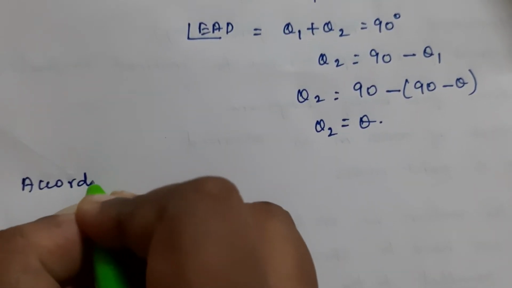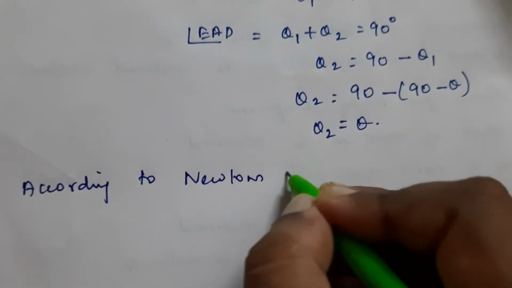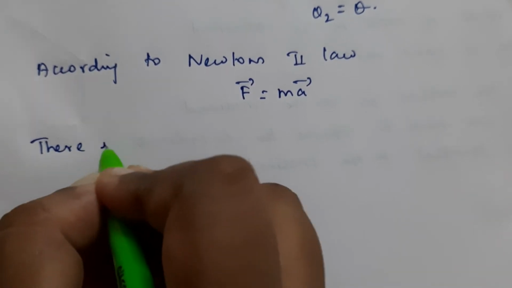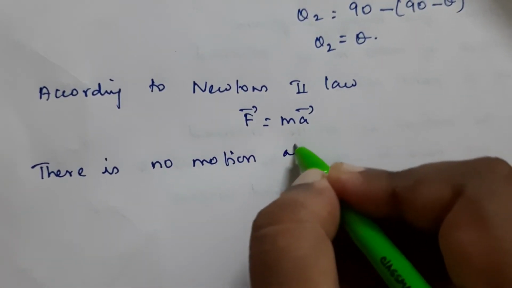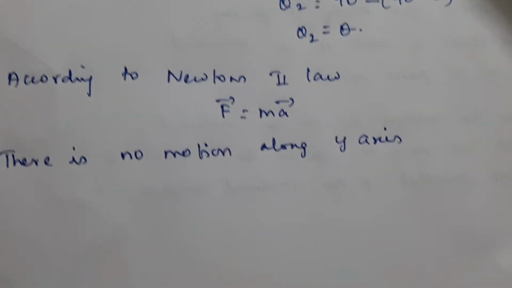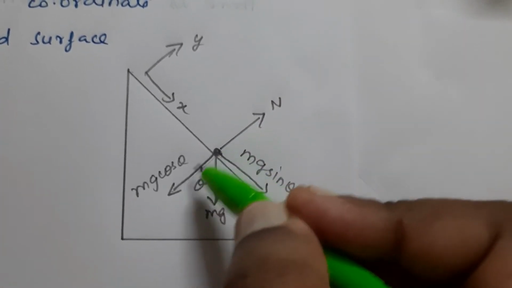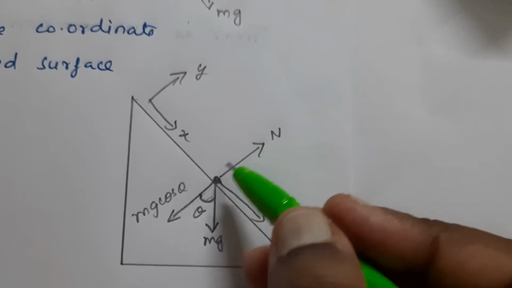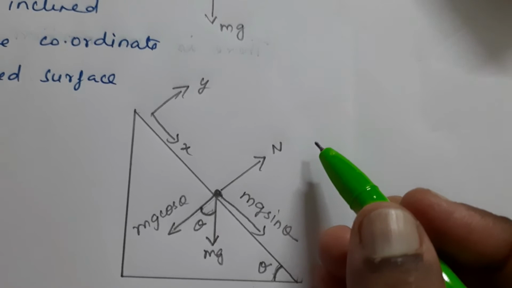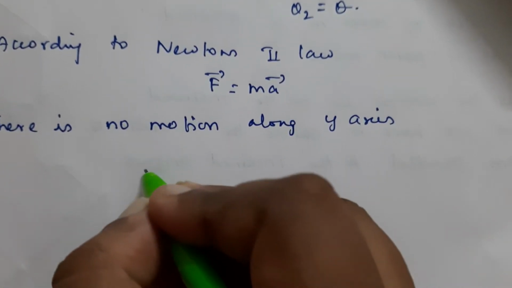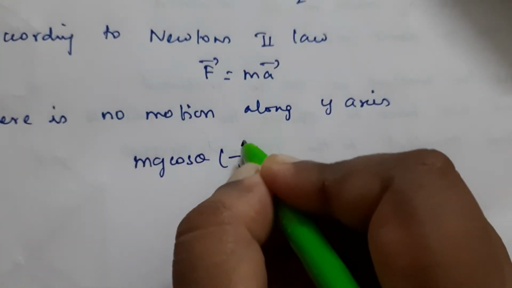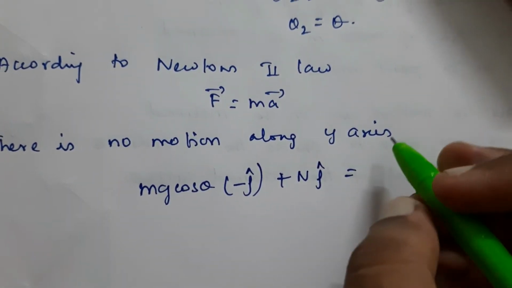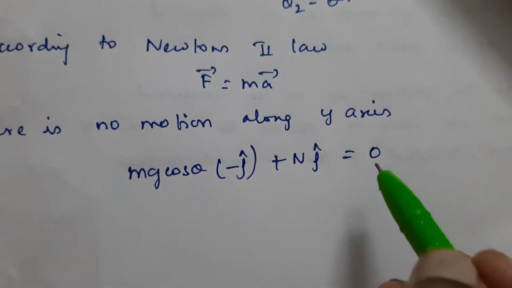According to Newton's second law, F vector is equal to m into a vector. Now there is no motion along what? The y axis. So what is the net force here? The net force is mg cos theta, which is along the minus j axis, and N, which is along the positive j axis. So I can write the force as mg cos theta minus j vector plus N j vector, which is equal to mass m times acceleration. Acceleration is 0, because there is no motion along the y-axis. So F is equal to ma, and a is 0, so this term is 0.